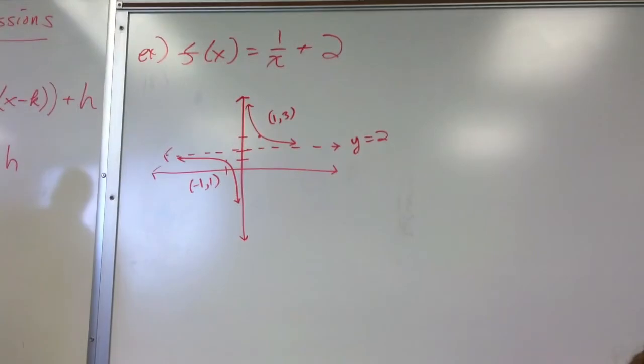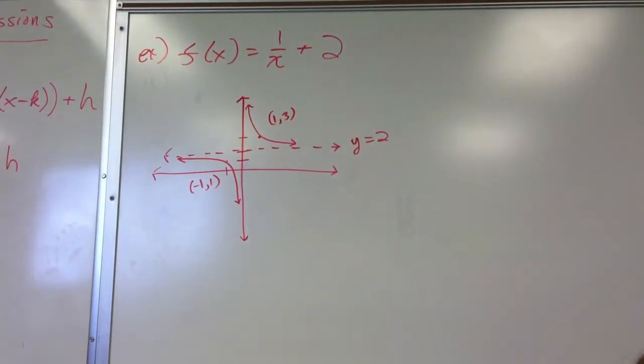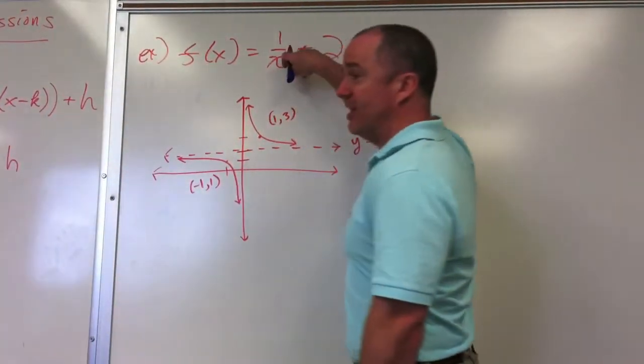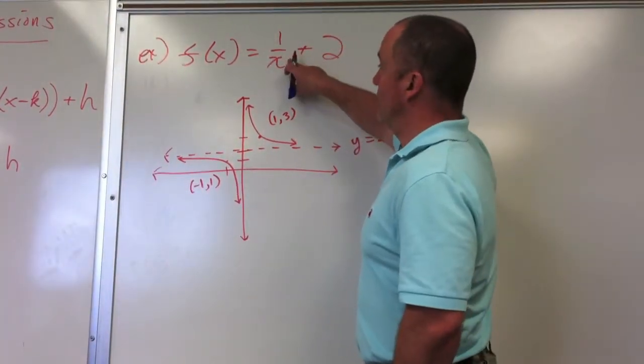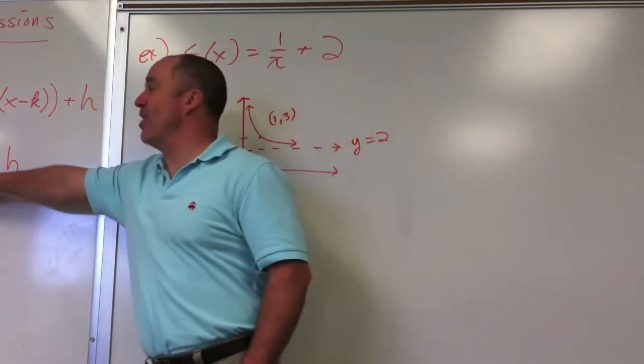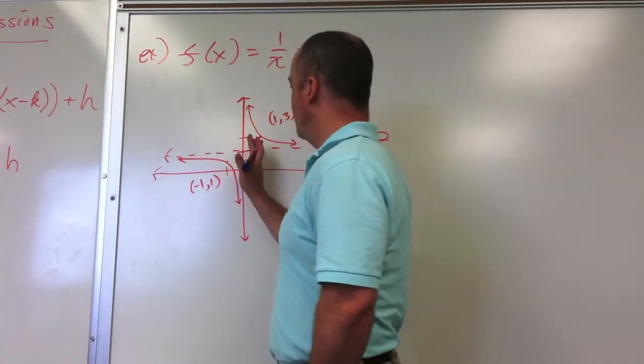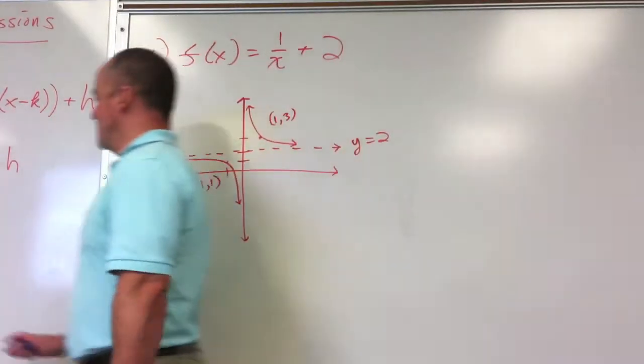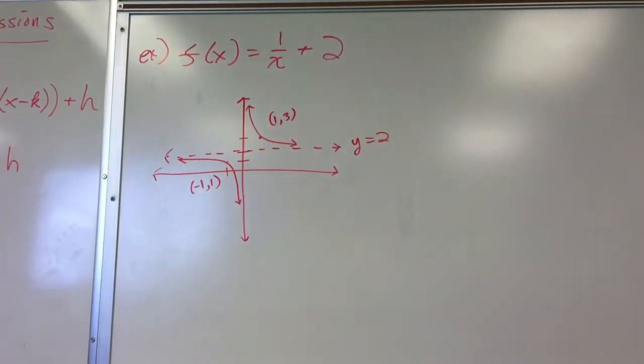So, if it was 1 over x plus 2, does that mean that the vertical asymptote would have changed? Perfect. If it were 1 over x plus 2 and it was down here, then the vertical asymptote would have changed. It would have changed counterintuitively, so it would have moved 2 over to the left. All right.